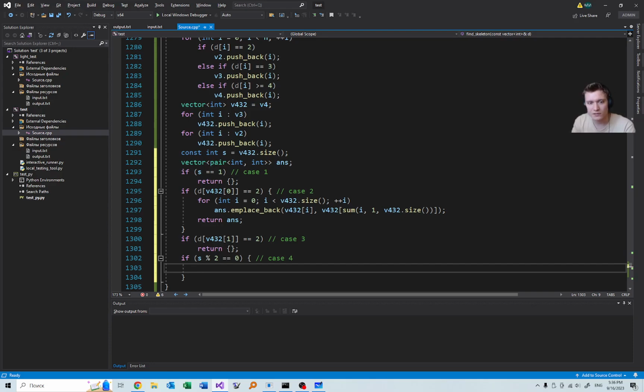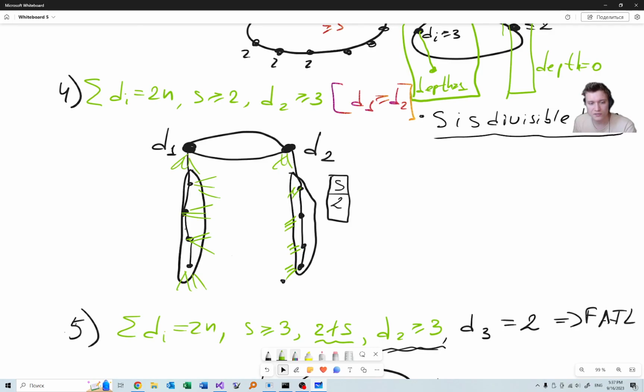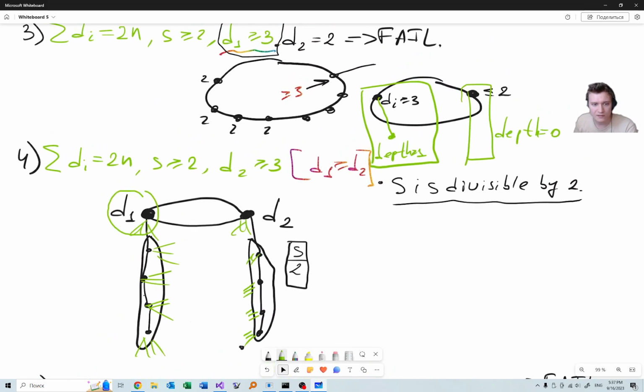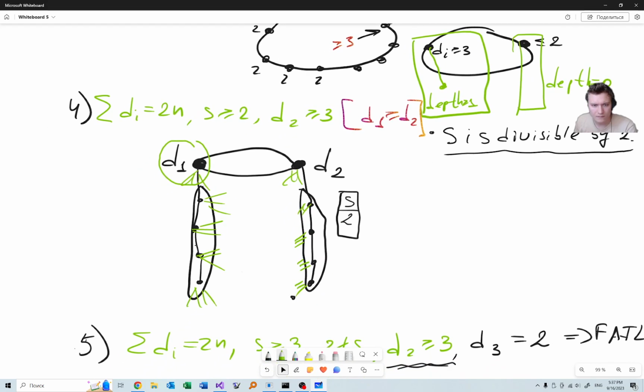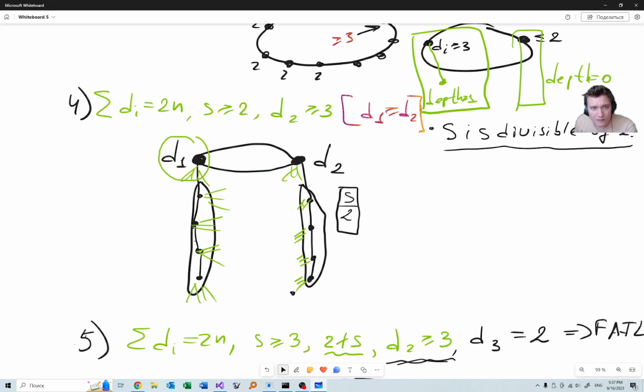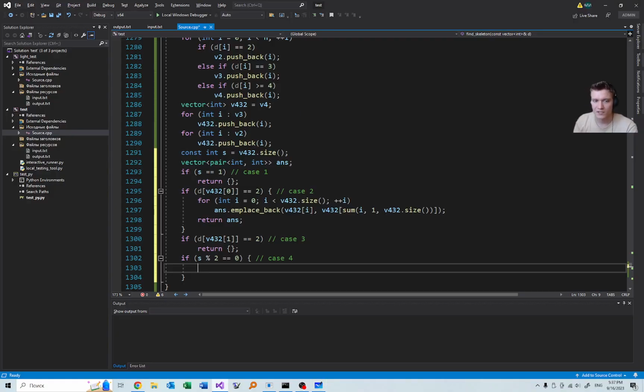So we need to divide all these vertices into 2 bamboos. I think I will use this as the 0th, this is the first, this is the second, this is the third, and so on. So like 0, 1, 2, 3, etc. How can it be written?